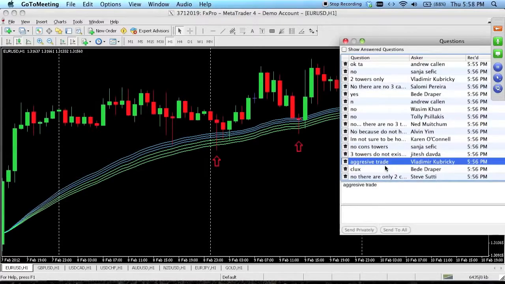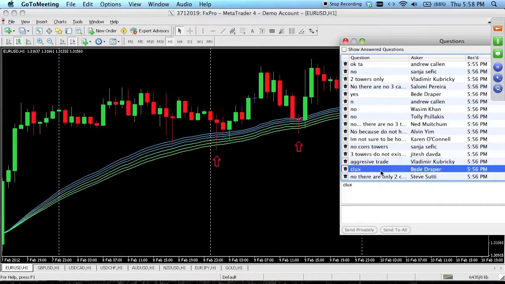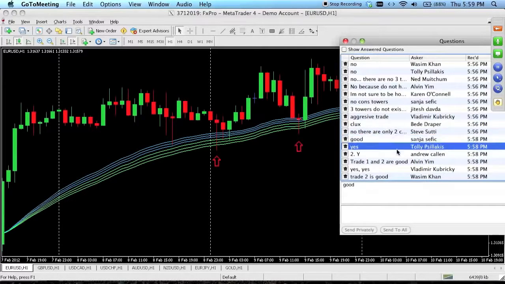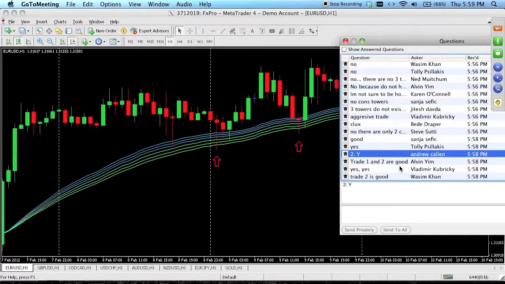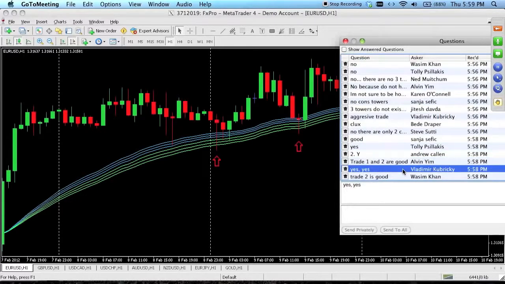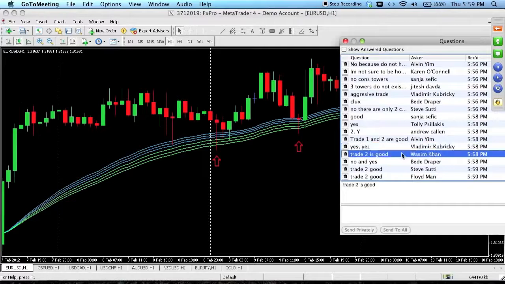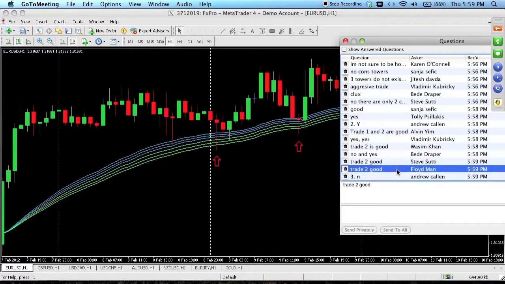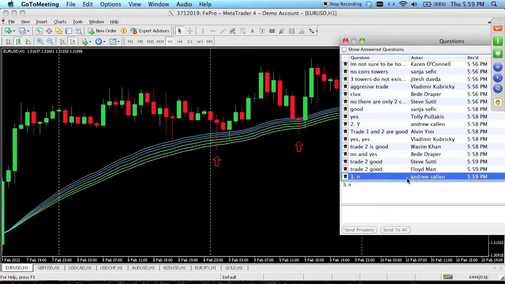Okay, Valdemar, aggressive trade, good. Bede, Klux, Steve, there are only two candles in a row. Sonia, good, totally, yes. Number two is also yes. Trade 1 and 2 are good. Valdemar says yes and yes. Wasim says trade 2 is good. Bede says no and yes. Steve says trade 2 is good. Floyd says trade 2 is good. Andrew says 3N. Okay. Now, to answer this question, trade 2 is obviously good. That is correct.